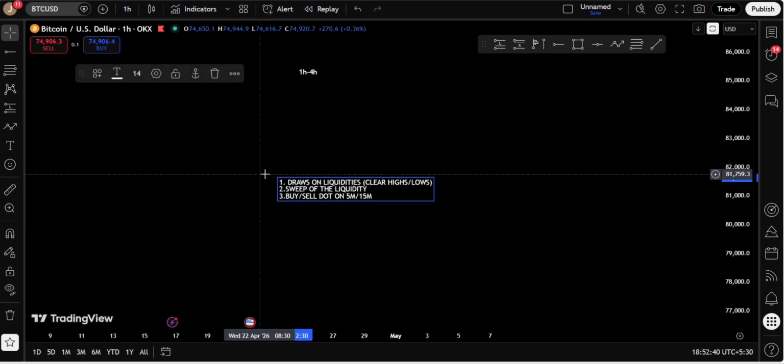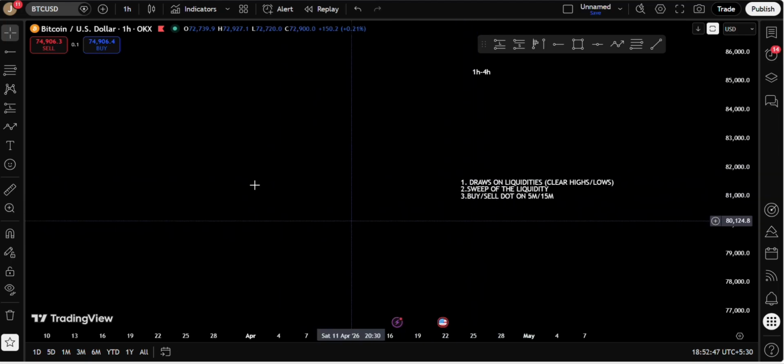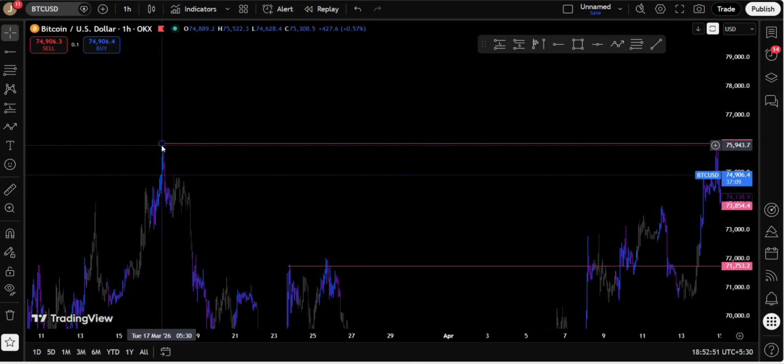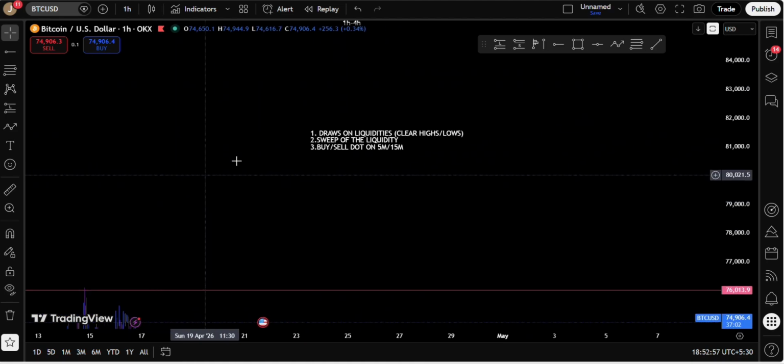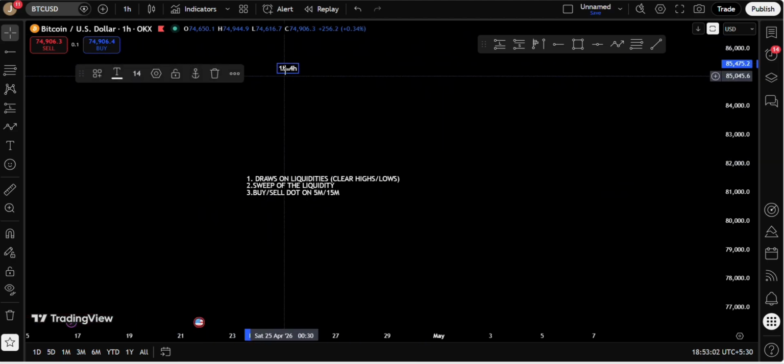So the first step is to look for clear draws on liquidity, which means clear highs or lows. For example, this was a clear high that I saw, so I'm going to mark it out. And you can look at the 1 hour to 4 hourly time frame for marking out these highs or lows.